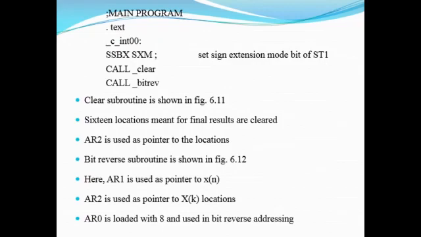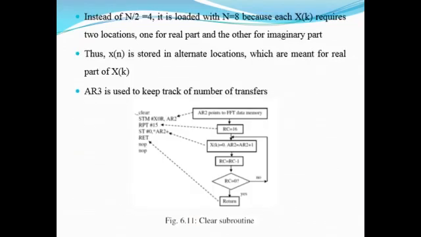The clear subroutine is shown here. 16 locations meant for final results are cleared. AR2 is used as a pointer. Whatever auxiliary register we are going to use can be used in the program. Here AR1, AR2, AR3 and AR0 are the common auxiliary registers used in the program. A small subroutine is written to clear. Underscore clear, store XOR to AR2. AR2 points to FFT data memory and repeat counter is 16, so store 0 to AR2, so X of k is 0, AR2 will be AR2 plus 1.